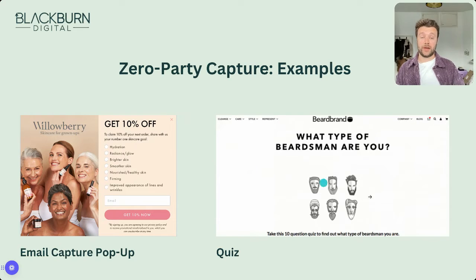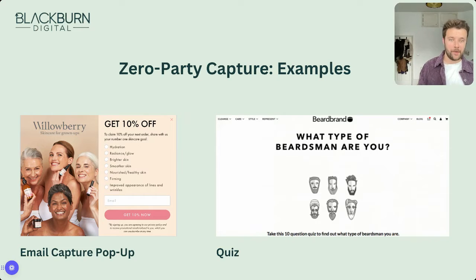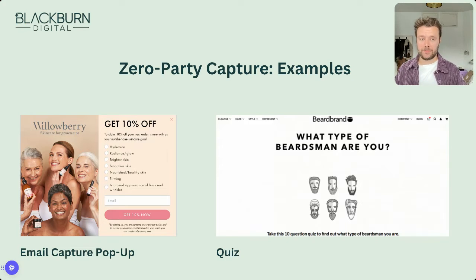On the right is an example from the brand Beard Brand. And essentially it's a quiz. What they've done here is ask what type of beardsman are you? Take these 10 questions to find out what type of beardsman you are. Now I did this quiz. A lot of the questions are linked to the journey and they link it based on the beardsman, but also what products are best suited to that beardsman. And this is another great example of capturing zero-party data and getting answers from customers that you can use to start tailoring the marketing communications and understand the customer a lot better.